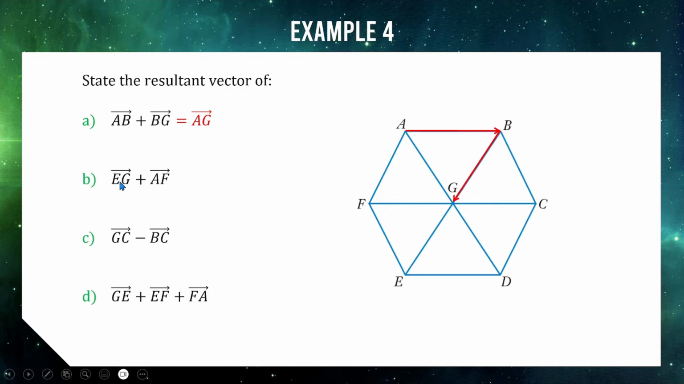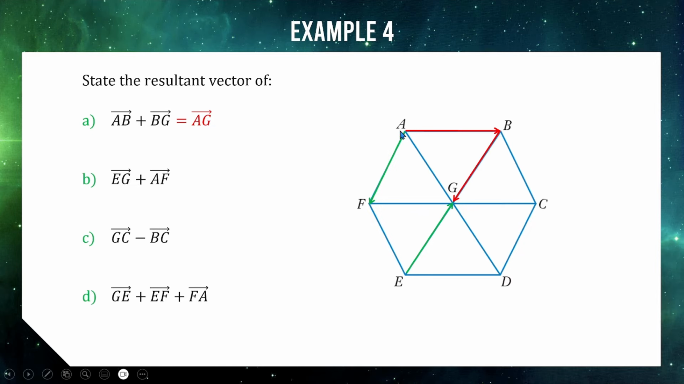The next one, we've got EG plus AF. So EG is up here from E to G. AF is down here. Oh, would you look at that? These two vectors have the same length, but they have opposite direction because EG is going up there and AF is going down there. I don't know if it exactly looks like that on your screen. I think it's because I slightly warped the picture, but trust me, these two vectors are meant to be the same length but opposite directions.